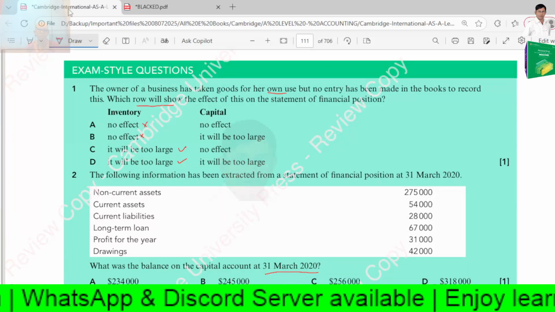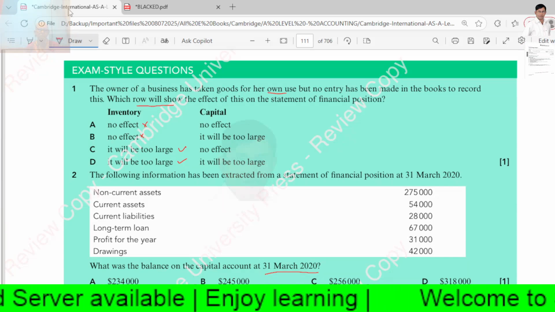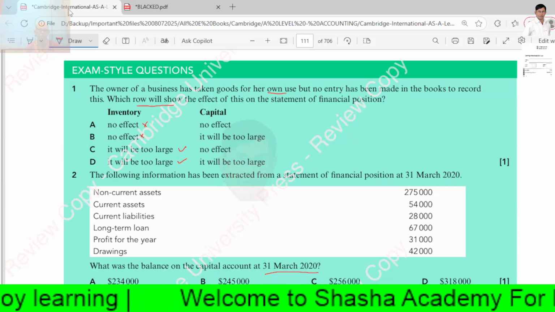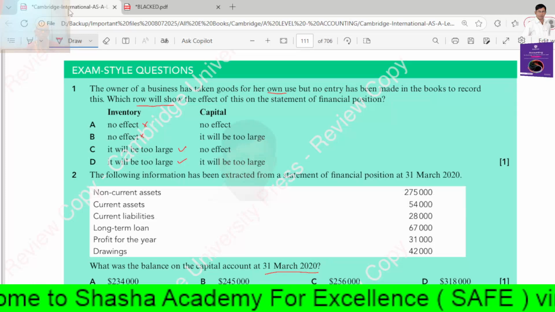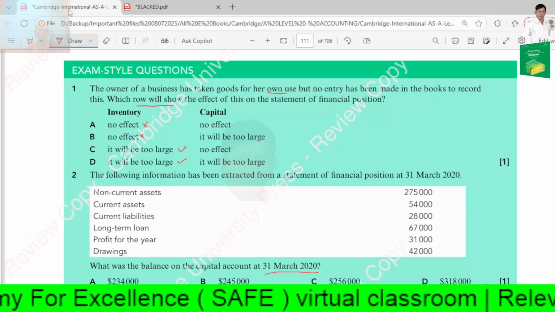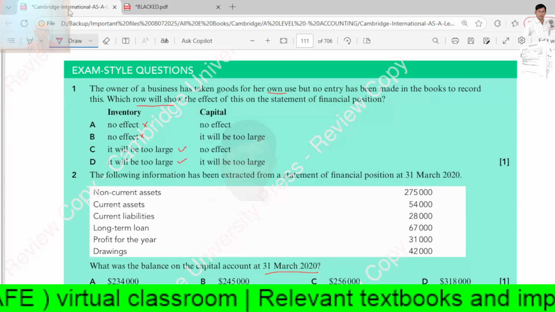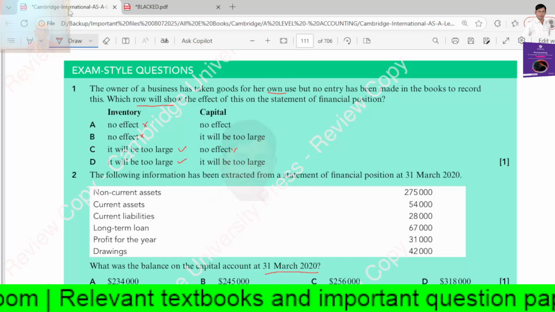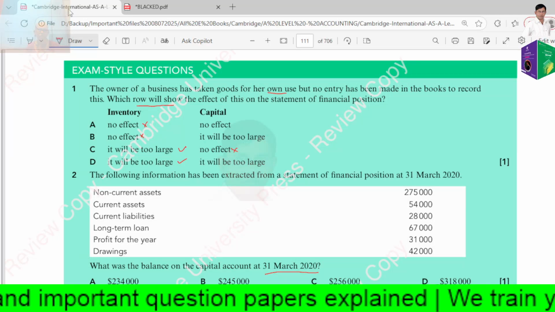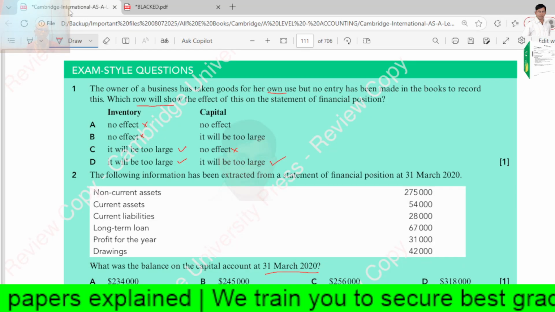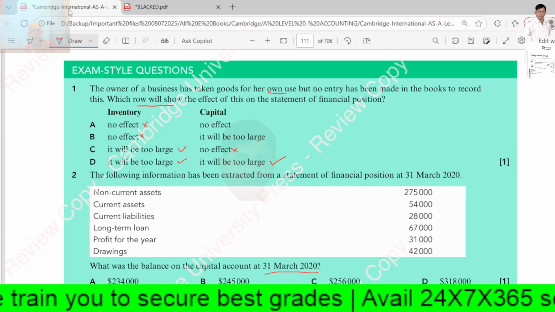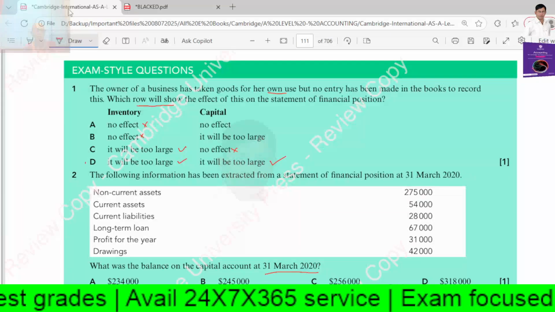So what will happen on the credit side? I mean, the other effect, the capital. You should have taken out from the capital, so it is impossible that it cannot have any effect on capital. It will be too large. So obviously, yes, capital will be too large because it would not have been debited. So this is the option. D is the answer.